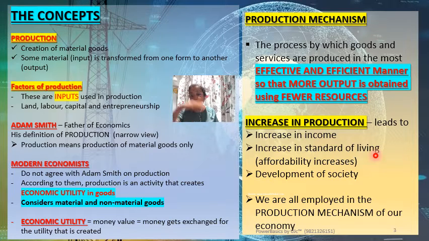If your salary is 10 lakhs, you will buy designer clothes. If your salary is 1 lakh, maybe you'll buy from Shoppers Stop and Lifestyle. If your salary is 10,000, you'll buy from the footpath or from some other market, local market. So your standard of living is growing up as your income increases. So why is production important? The more you produce, the more income you earn, and the higher your standard of living goes. We are all employed in the production mechanism of the economy in some way or the other. Okay, good.